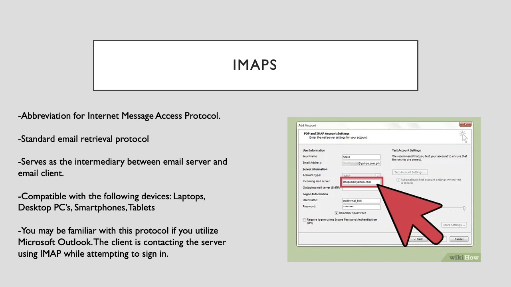IMAP section. It is an abbreviation for the Internet Message Access Protocol. It is known as the standard email retrieval protocol as well. It serves as the intermediary between the email server and the email client as well. It is compatible with the following devices: laptops, desktop PCs, smartphones, and tablet devices like iPads and more.